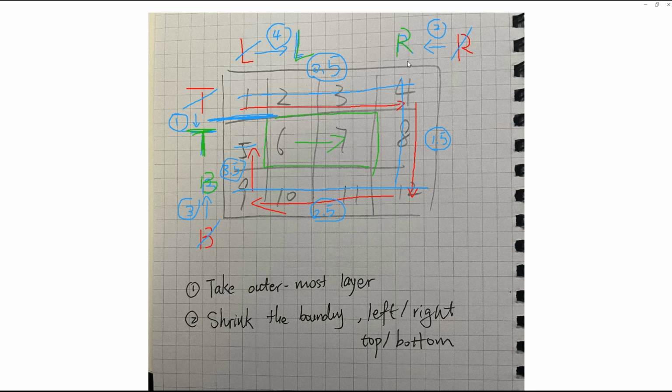And because 7 reaches the right boundary, we will shrink the top boundary to the next row. So the top will be pointing to the same position as the bottom. So this will be the condition that we end our iteration. If the top and the bottom point to the same position, or the left and the right point to the same position, we will denote that it's the end of iteration because we just finished all elements in the matrix.